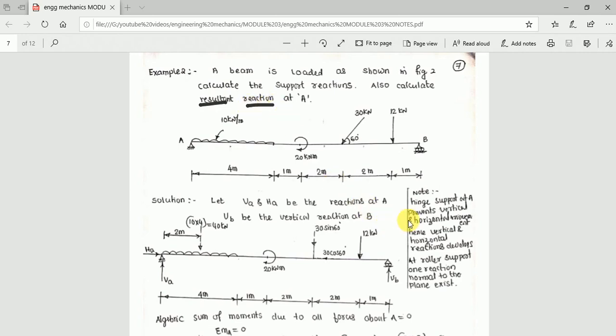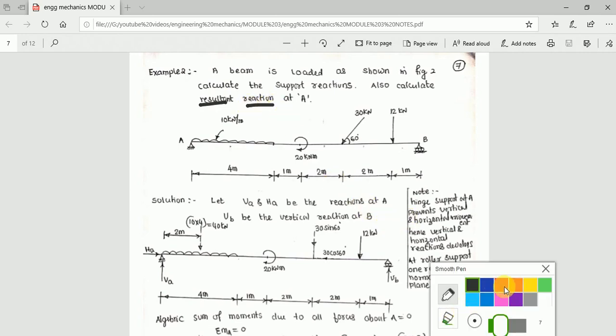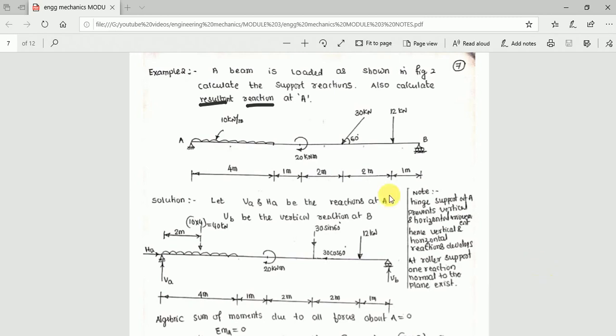They are asking us to find the support reactions and also the resultant reaction. So the question arises, what is this resultant reaction? At the end of the problem you will come to know what this resultant reaction is. So first let us find the support reactions. To find the support reactions, what are the steps?